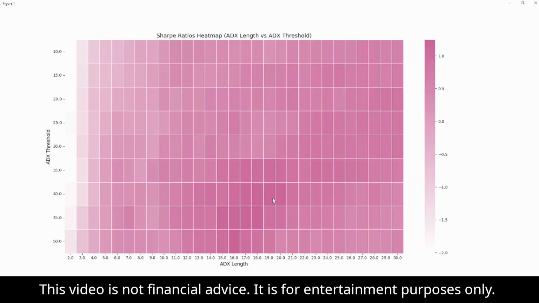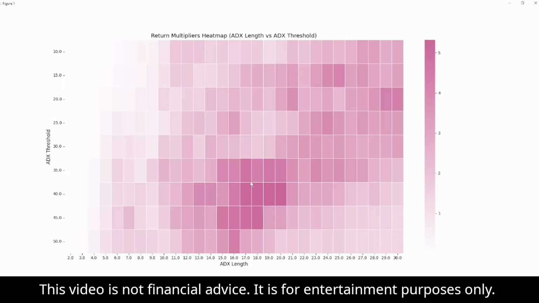And finally, the 2-hour version. The best Sharpe ratios above 1, as you can see on the right, are reached for the length of about 16 or 17 or 18, so this rosier area here, and an ADX threshold of around 40. We obtained the best returns for almost the same values for the ADX length and the ADX threshold. So for example, we are going to do a backtest for an ADX length of 16 and a threshold of 40. So let's do that.